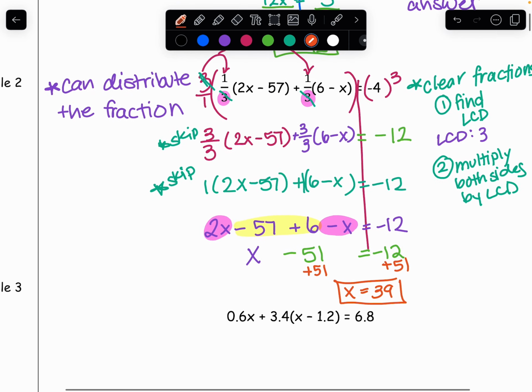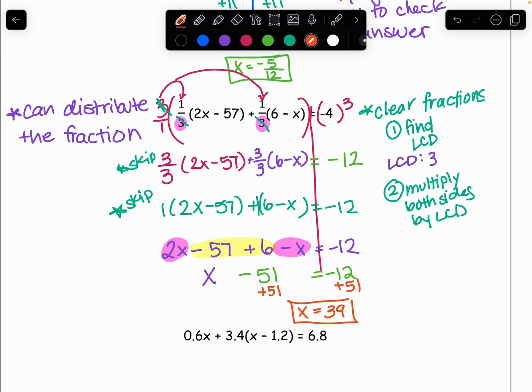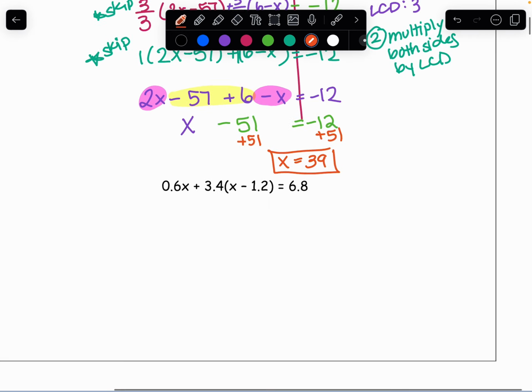And there you go. So that is how to clear fractions. Now again, if you wanted to, you could distribute fractions. You don't have to. Sometimes they give you nice numbers. In this case, half of them would. If you want, you can ask me more about that in class.